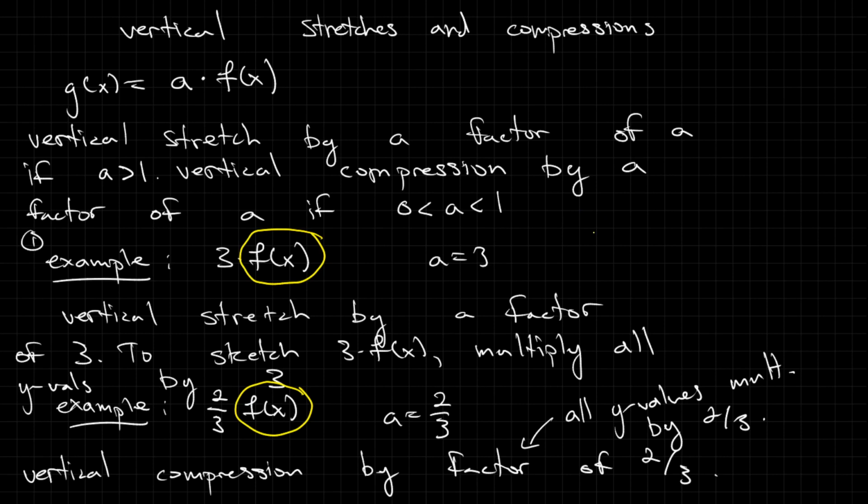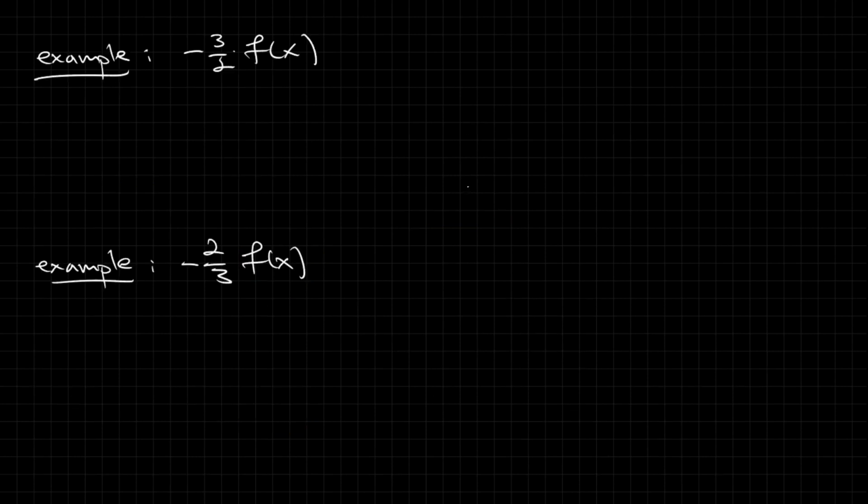Now you might have noticed that I only detailed what the stretch or compression is when a is between 0 and 1 or when a is bigger than 1. Well, what happens if a is negative? In that example, you get both a stretch or compression and a reflection. Here's a couple examples to illustrate what I mean by that.